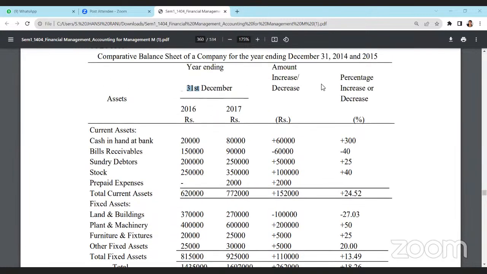And here it is absolute change, and this is percentage change. This column is called absolute change. Change means the difference of 2017 minus 2016, not 2016 minus 2017. 2017 means current year minus previous year. Current year is 2017 and previous year is 2016. So current year minus previous year.